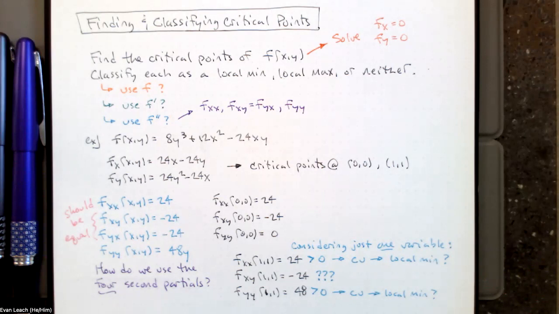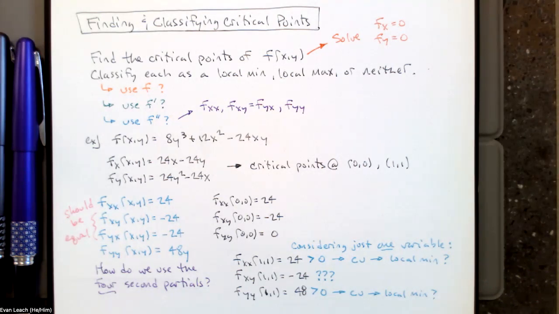If we just restrict ourselves to one variable, then it suggests that at 1, 1, we've got a local minimum. Because in the x direction, I've got something that tells me concave up, and in the y direction, I've got something that suggests concave up.